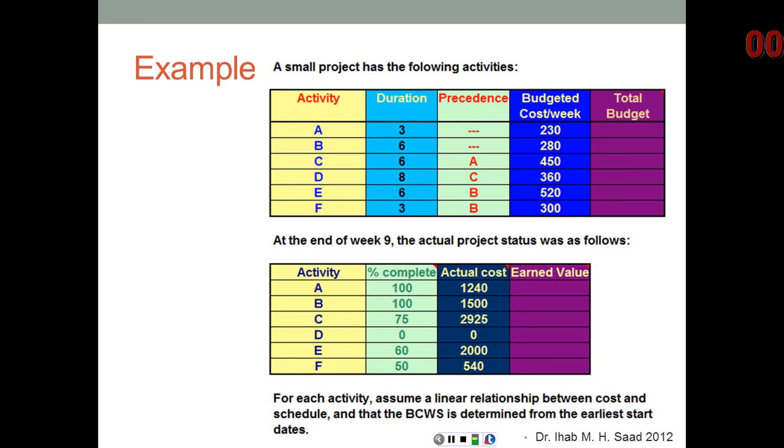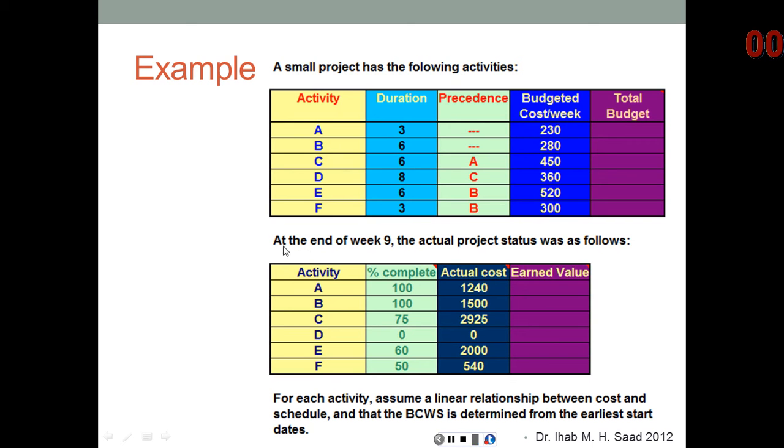We have a project that consists of 6 activities. We have the duration for each activity in the next column, and this duration appears in weeks. And then we have the precedence, the IPAs for each activity. So activity A has no predecessors, B has no predecessors, C has A as a predecessor, and so on. And then we are given the budgeted cost per week. This comes from the estimate. So the cost for activity A is $230 per week. The total duration is 3 weeks. B, $280 per week, and so on.